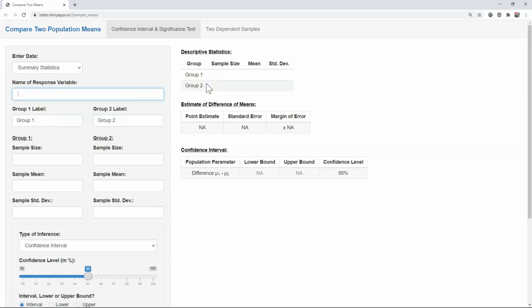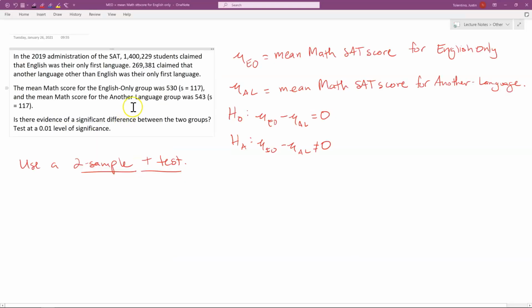And again, we will name an appropriate response variable. So I'll just put the math SAT score is what we're measuring between these two groups. What are those two groups? Let's give them some appropriate labels. I know we have the English only, as well as the another language group. And now we can put in our sample size, mean, and standard deviation for each of these groups. So those are given to us. So our sample size, which these are technically large samples because we're taking basically the entire population of the 2019 administration.